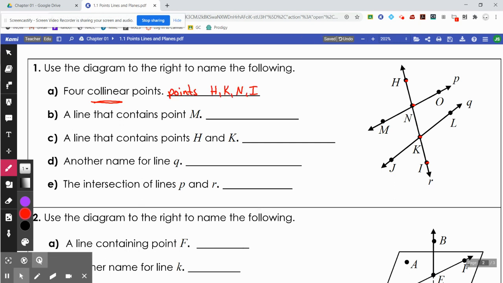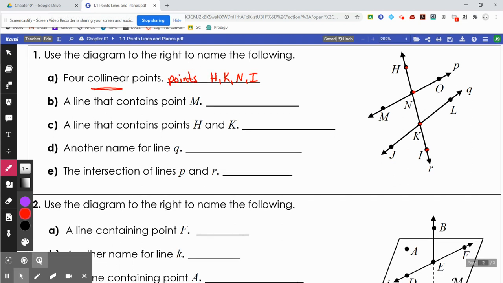So there we go. A line that contains point M. So here's point M right here. The line that contains it is right here. And we can name this a couple of ways. You can name it line MN, MO, ON, OM. Any of those ways, any 2 points on that line would be fine.